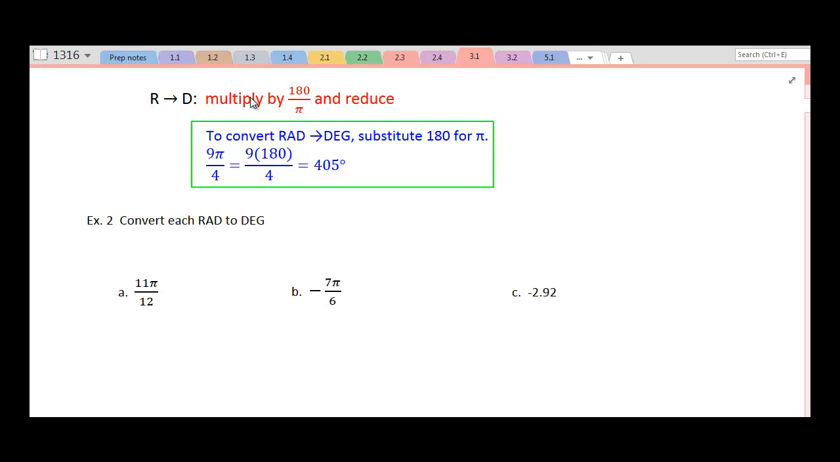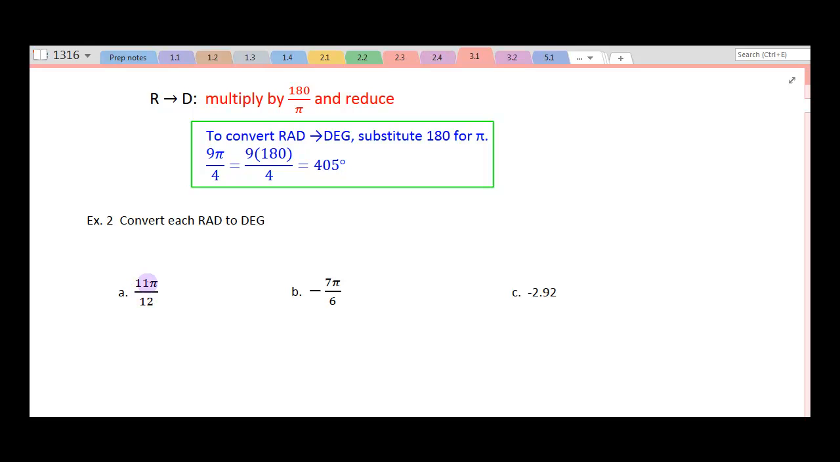Well, what if I want to take a radian measure and convert it back into degrees? Again, we can do this using the conversion: multiply 180 over pi by my radian value and then reduce it. Really what this breaks down to is we're just going to replace pi in my function here. We're going to replace pi with 180 and reduce that value to get the number using our calculator.